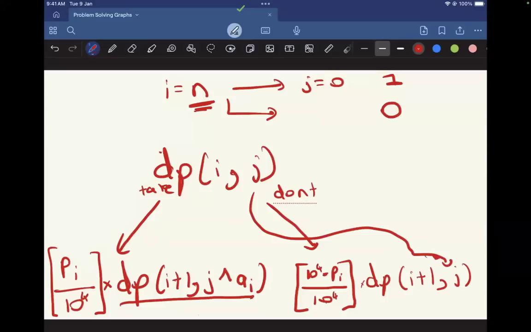Okay. So can I say the probability of getting XOR equal to j from indexes I and further is just the addition of take and not take? Yes or no, guys?